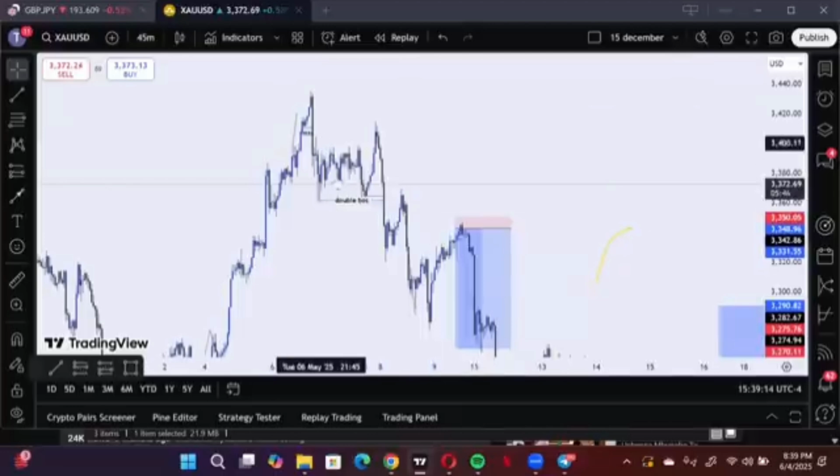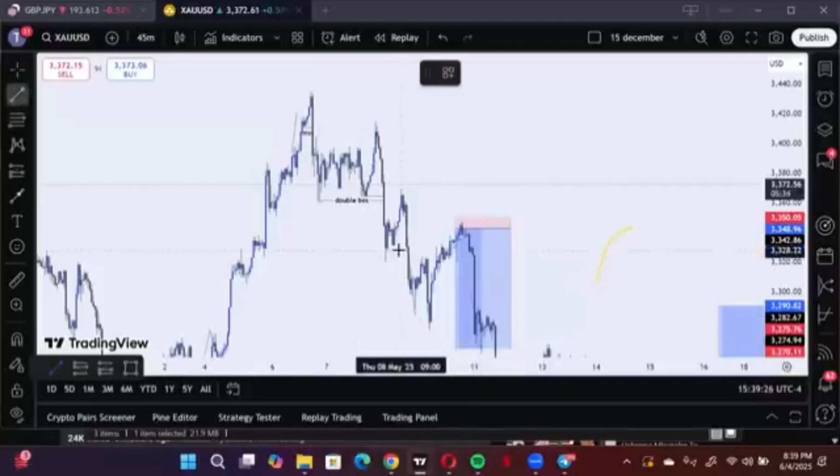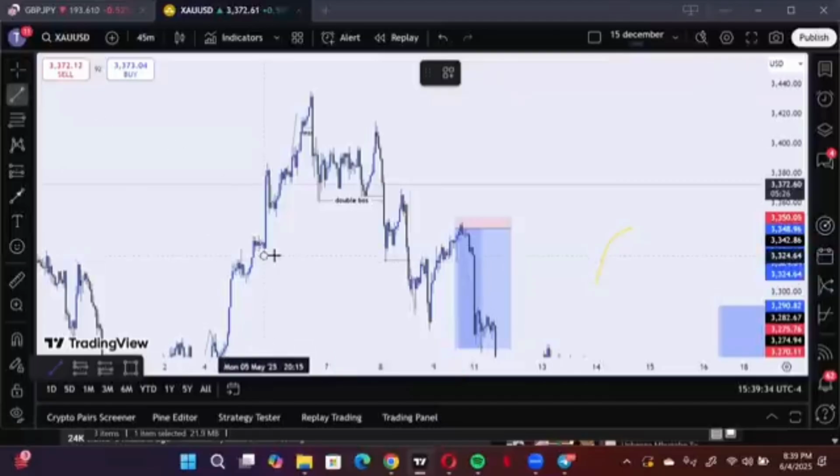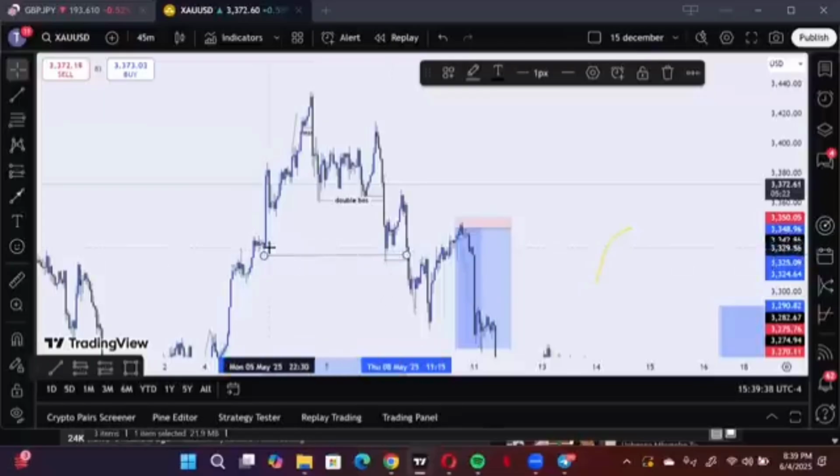So it sold and then took out this low, but it also took out a previously existing low here. That is what you call a double breakout structure. Same as this, it took out this low, but there was also a previously existing low here. So it took out this and then this. So this is what you also call a double breakout structure.